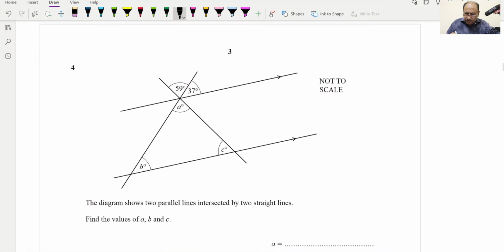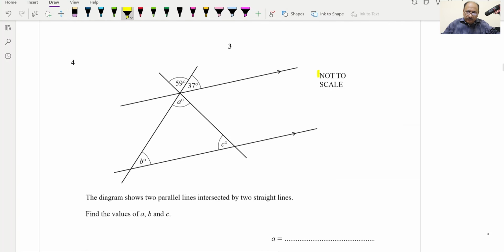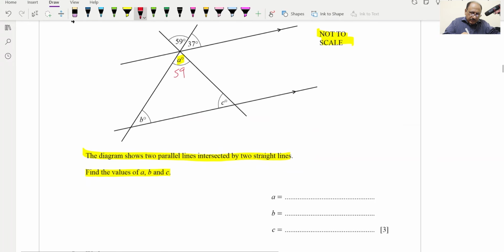This is also done. Now question number 4, a diagram is provided which is not to scale, and the diagram shows two parallel lines intersected by two straight lines. Find the value of A, B and C. A will be the opposite angle of this 59. So A value will be 59. Our answer will be 59 degrees.